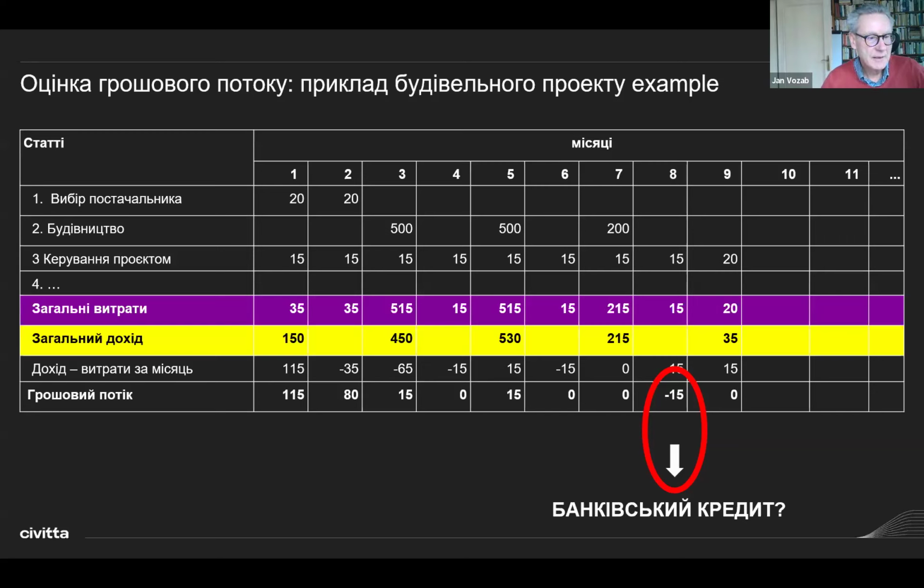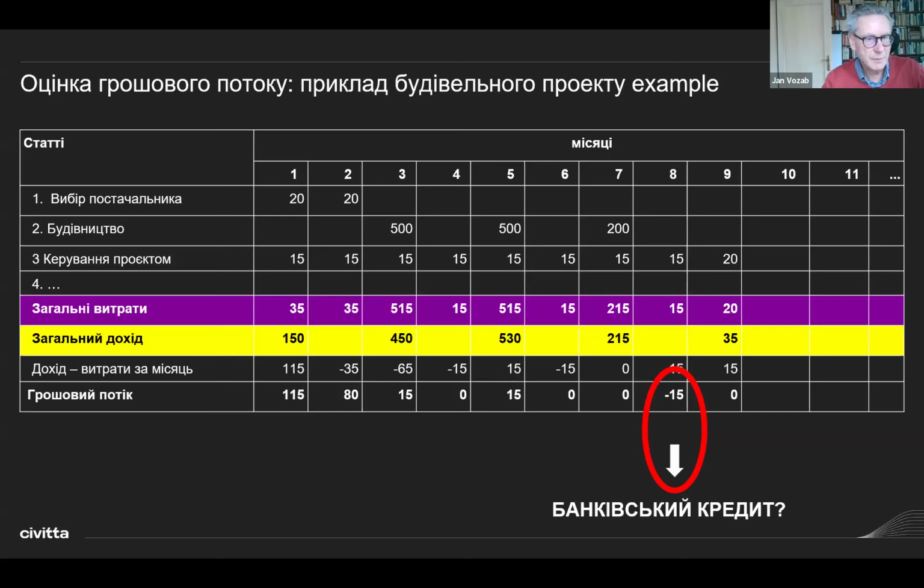So you, in the end, calculate the total expenditure per month. And you see the total expenditure per month 1, 35 units. For the second month, 35 units. The third month, you pay for the real construction, so it's 515 units, etc., until month 9. And against this, you put the money you receive from the donor.